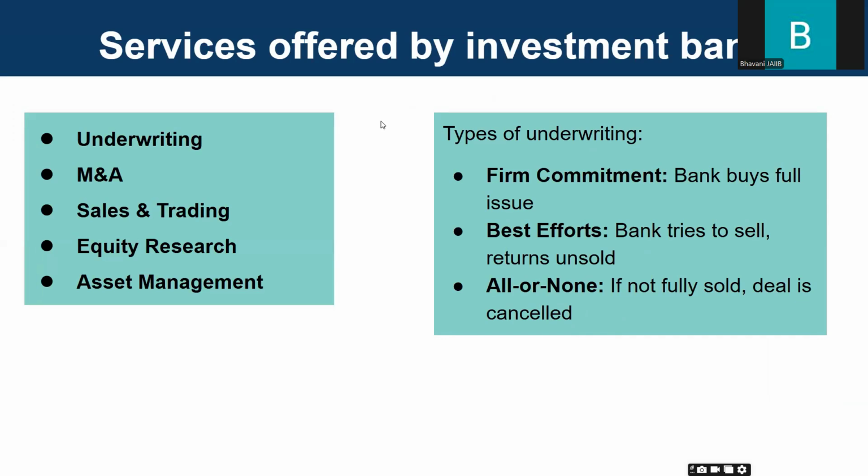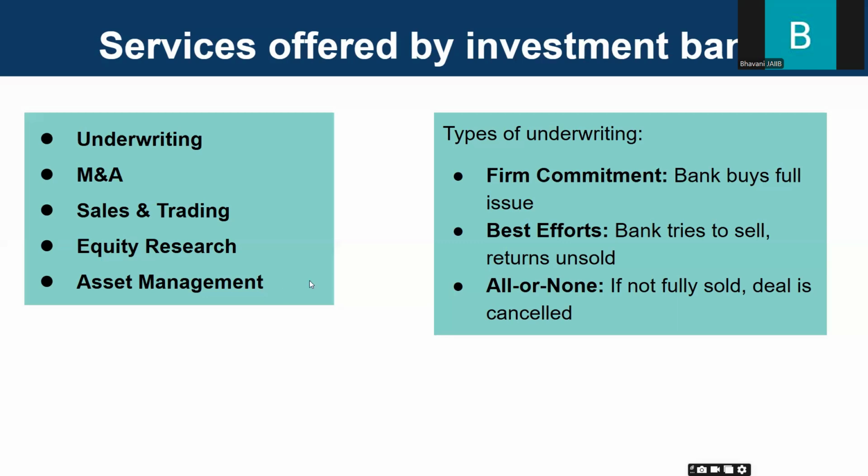Services offered by investment banks. Let's list them simply. The first one is underwriting. It helps companies to raise funds. M&A advisory. It manages big corporate deals. M&A is merger and acquisition actually. Sales and trading. Trading services which includes buying and selling of shares. Equity research. It involves study of the stock performance. The stocks, how are they performing? So that is the equity research. Asset management. It manages investments for the clients.